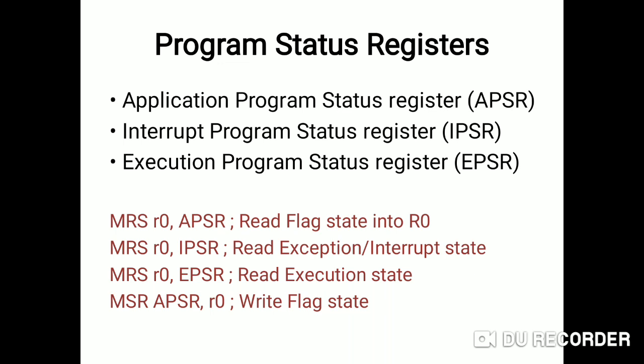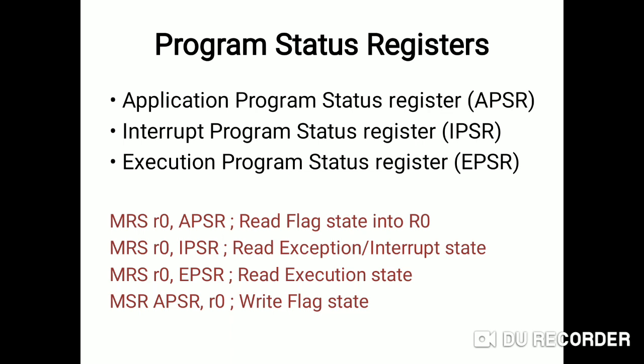So let's begin with the program status register. Program status registers are subdivided into 3 status registers. First is the application program status register, abbreviated as APSR. Then the interrupt program status register, that is IPSR, and then the execution program status register, that is EPSR. The 3 PSRs can be accessed together or separately using the special register access instructions, that is MSR and MRS. When they are accessed as a collective item, then the name XPSR is used.